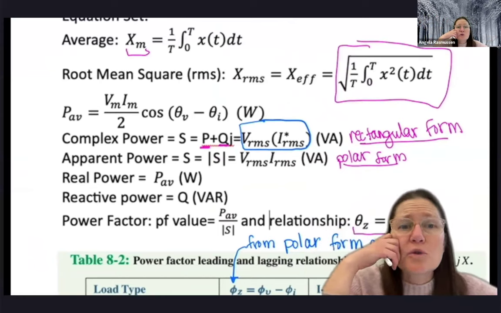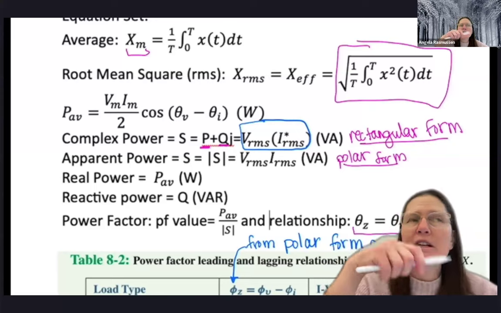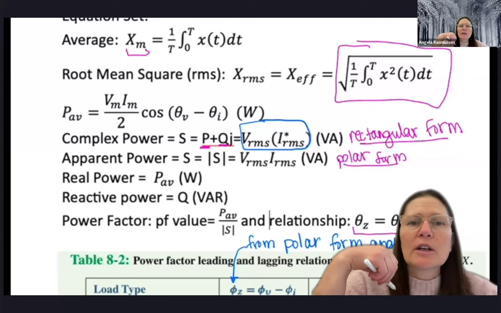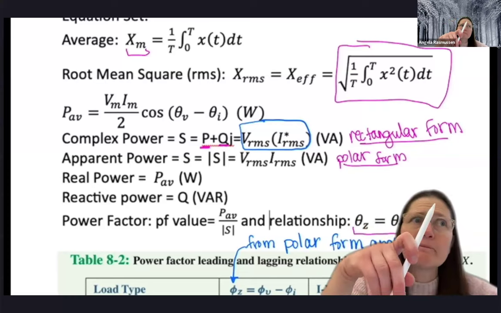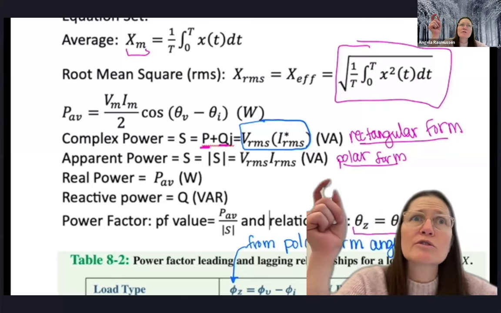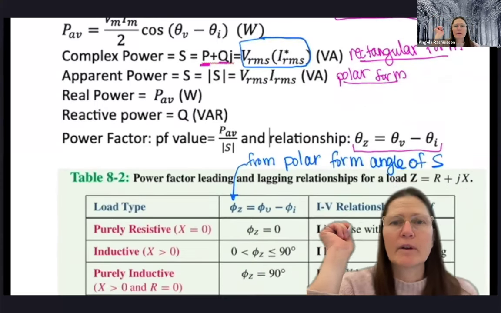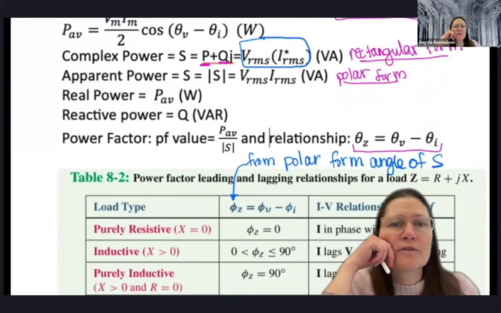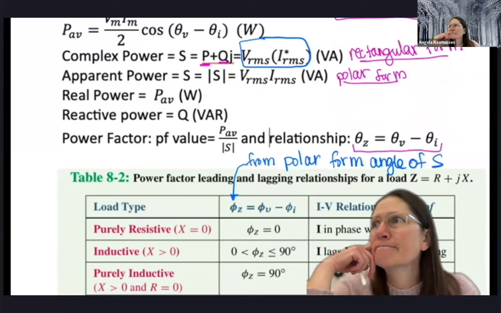In rectangular form, you can find the real power and the reactive power. In polar form, you can find the apparent power and then the angle, which is associated with the power factor, PF. And PF value is the real portion in rectangular form of the power over the apparent magnitude. Okay.